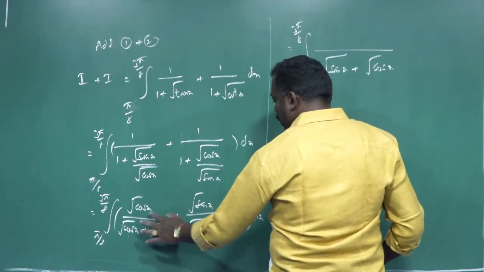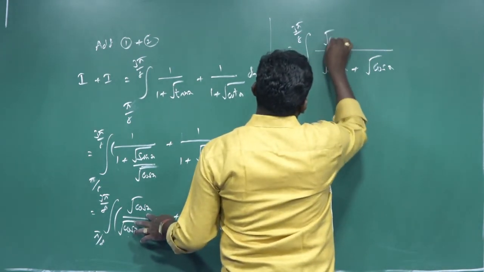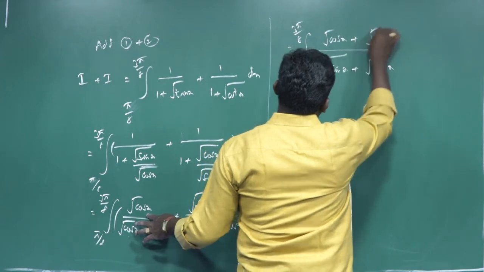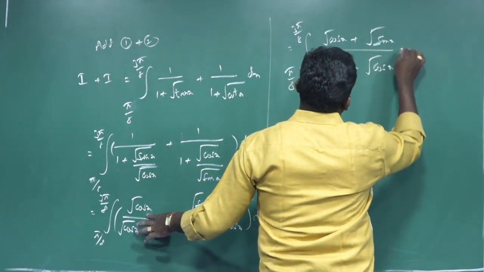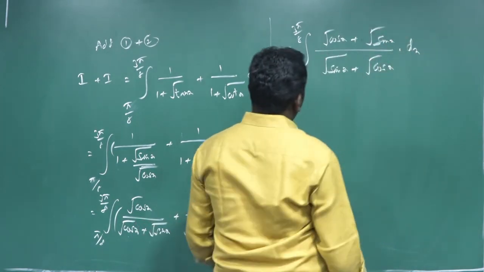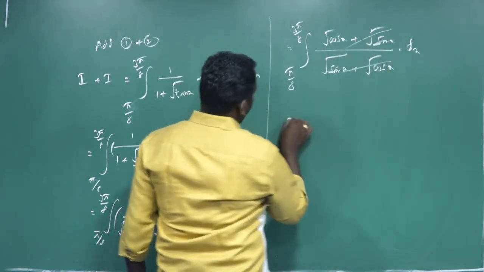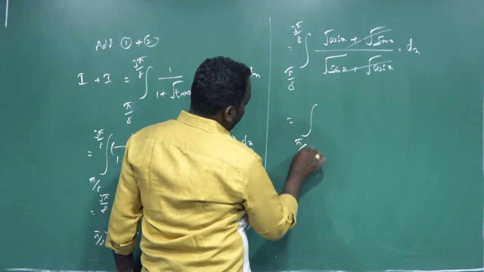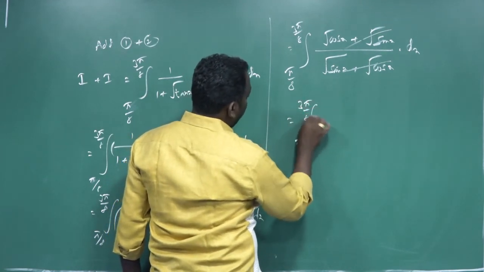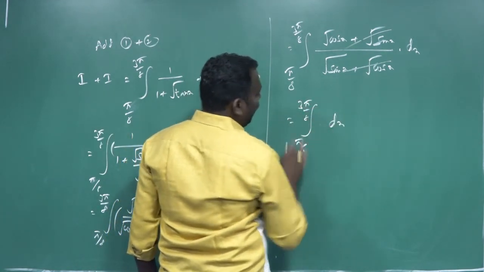Take the common numerator, root of cos x plus root of sin x, into dx. Now look at that, both numerators are the same, so they cancel. Therefore it is equal to the integral from pi by 8 to 3 pi by 8 of only the remaining dx.